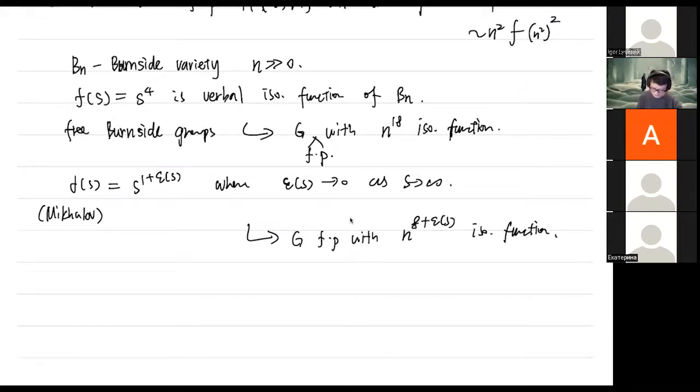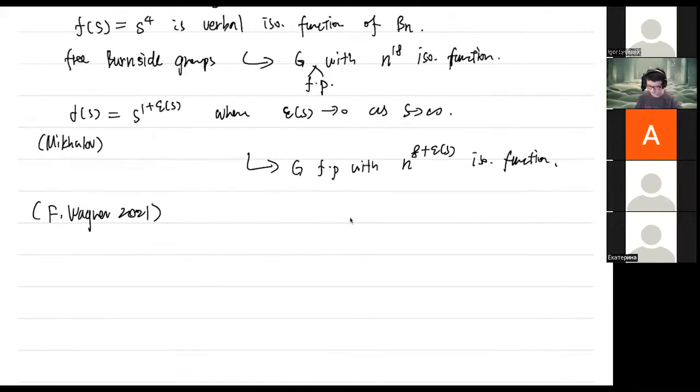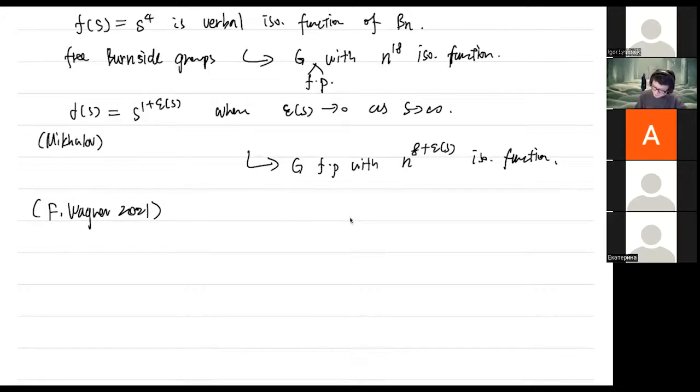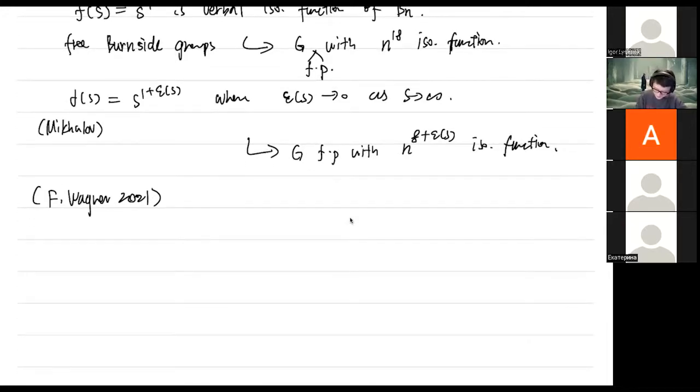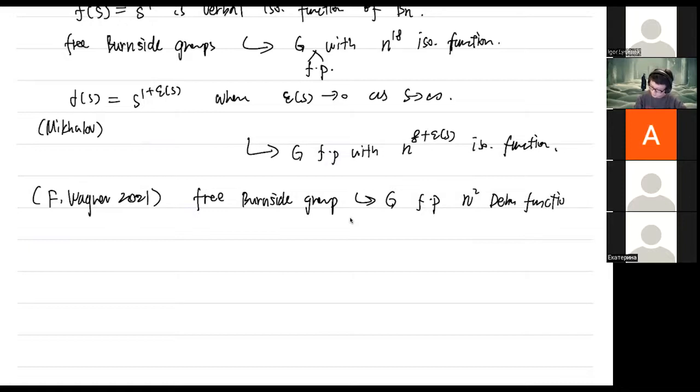So that's their method. But last year, Frank Wagner used a different method, based on what Olshanskii did for the Burnside group. In his method, you can actually embed the free Burnside group into a finitely presented group with quadratic Dehn function. So that's very interesting.